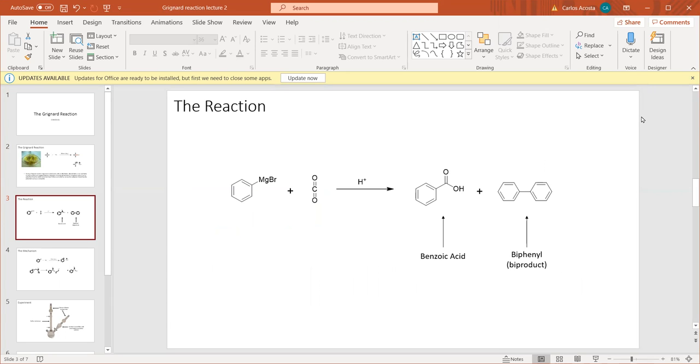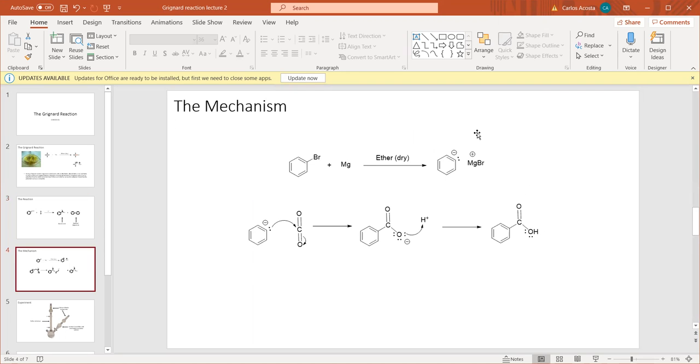We do this by getting bromobenzene and reacting it with magnesium metal to create our Grignard reagent that we see here. Again, we react it with CO2, and we get benzoic acid, and we also get our principal byproduct, which is called biphenyl, which is these two benzene rings bonded together.